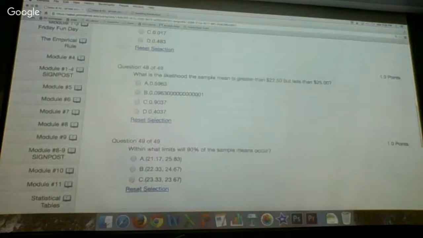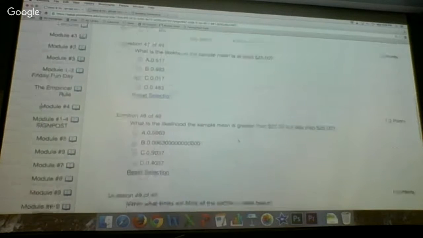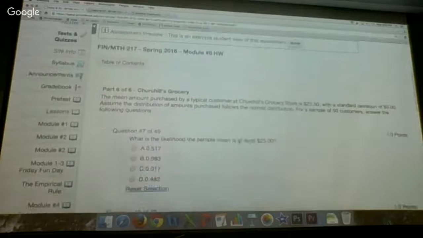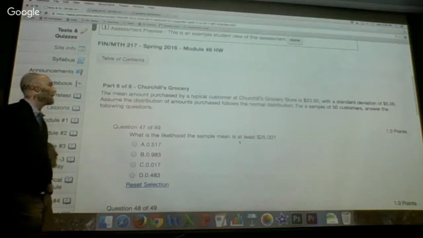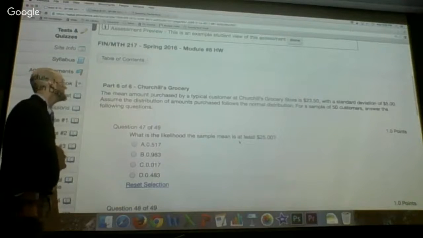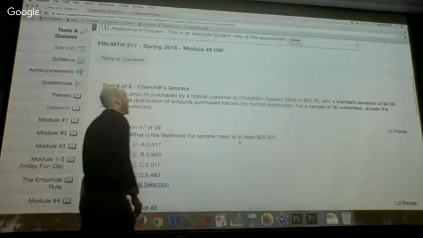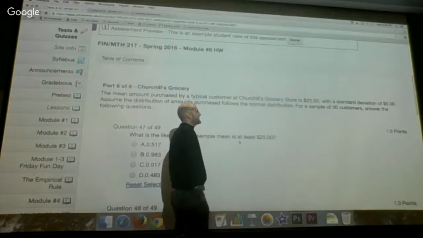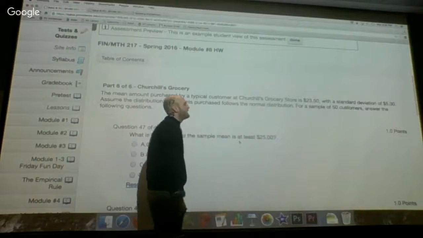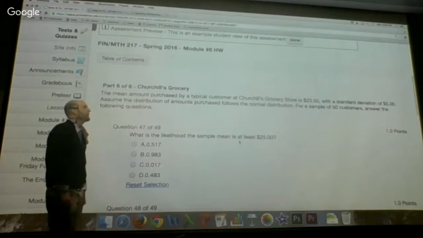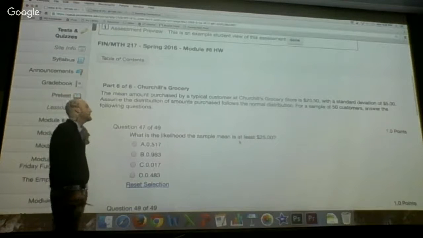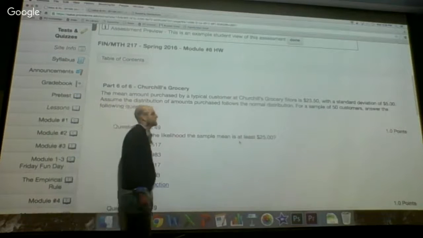So, wow, that's a weird looking answer. The mean amount purchased by a typical customer at Church Hill's grocery store is $23.50 with a standard deviation of $5. Assume the distribution of amounts follows the normal distribution. For a sample of 50 customers, answer the following questions. What is the likelihood that the sample mean is at least $25?